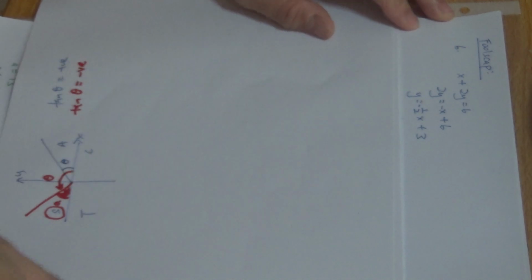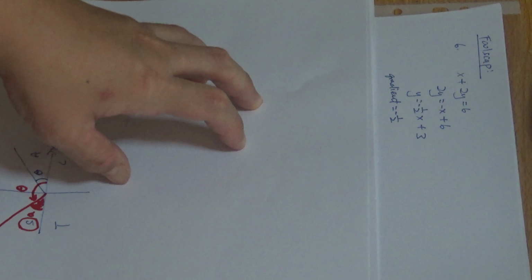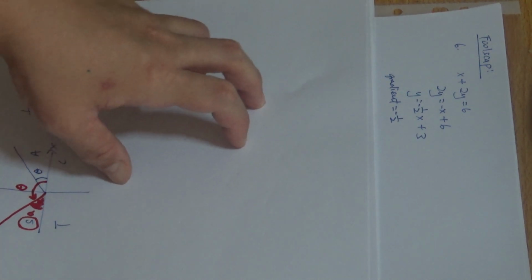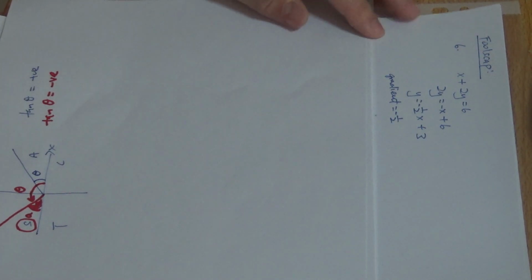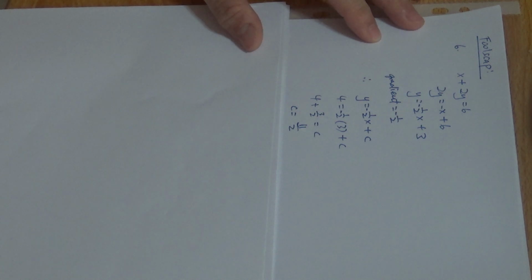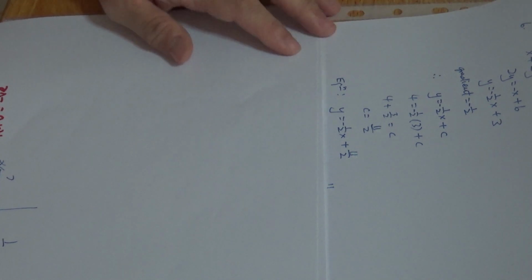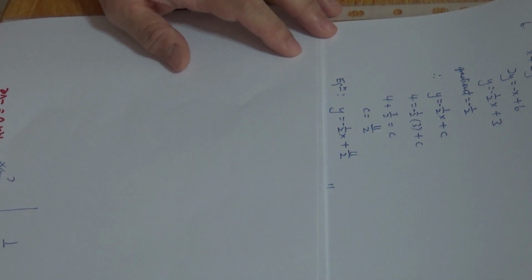Okay, first of all, I rewrite this equation into this form, and I can get the gradient as negative half. Now, since the line passes through the point (3, 4), I can substitute in and I can get my c as 11 over 2. So the equation of the line is y equals negative half x plus 11 over 2.